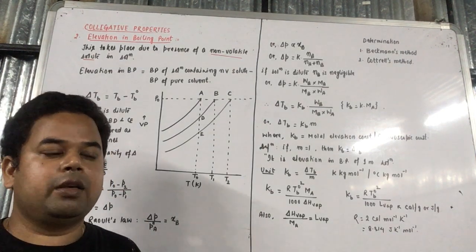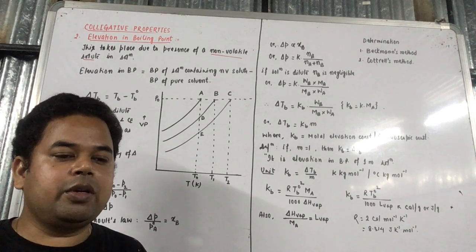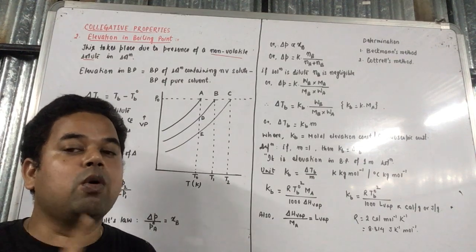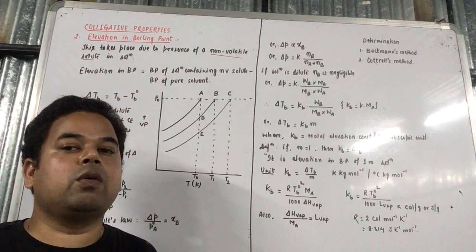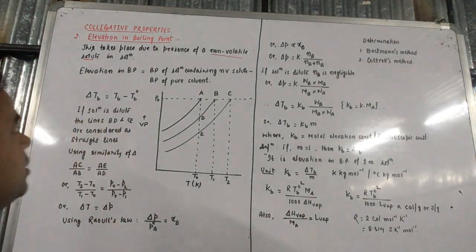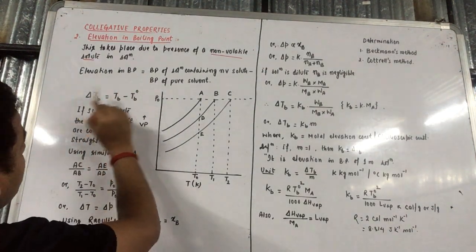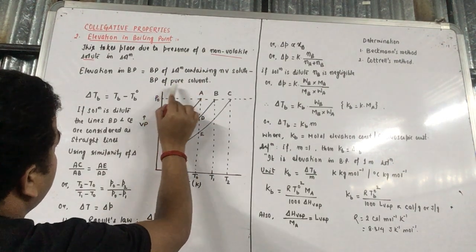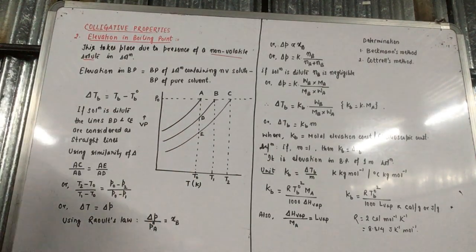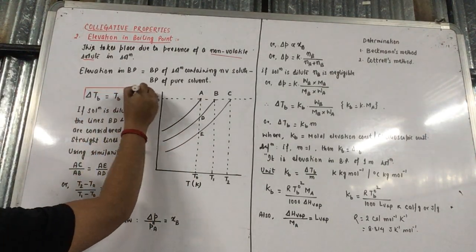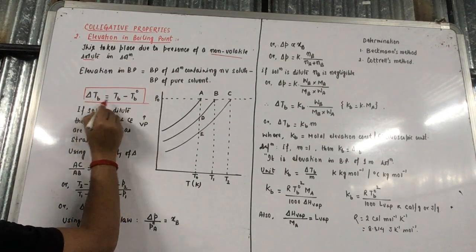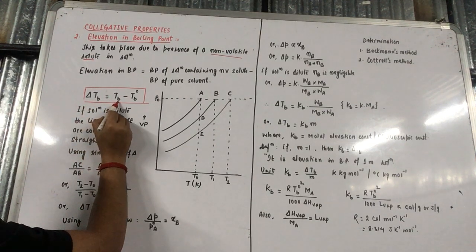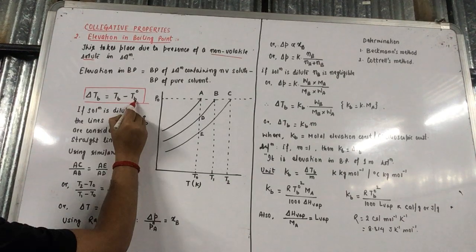time to boil. So it means that the boiling point of a solution containing a non-volatile solute is always more than the boiling point of pure solvent. Now this is what we have written here, that elevation in boiling point is boiling point of solution containing non-volatile solute minus boiling point of pure solvent, and we have mathematically represented it as delta TB is equal to TB minus TB naught. This is elevation in boiling point is equal to boiling point of solution minus boiling point of pure solvent.